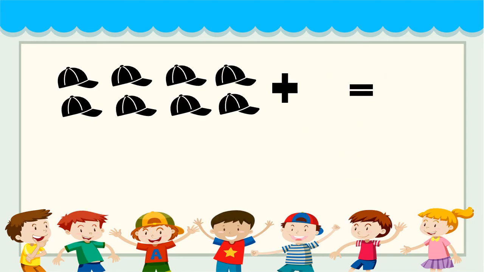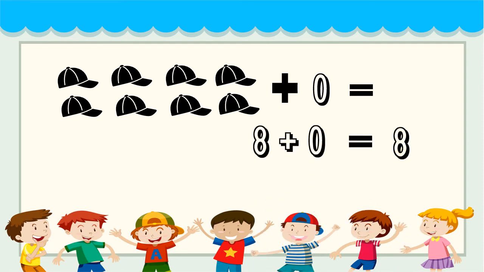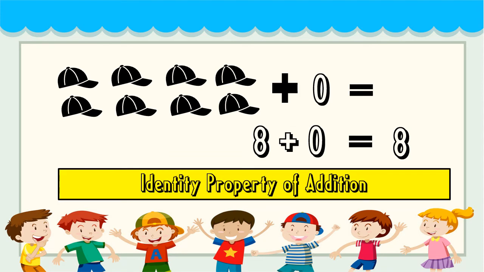There are 8 cups added to 0. The equation would be 8 plus 0 equals 8. What property is shown? Very good. It shows the identity property of addition.